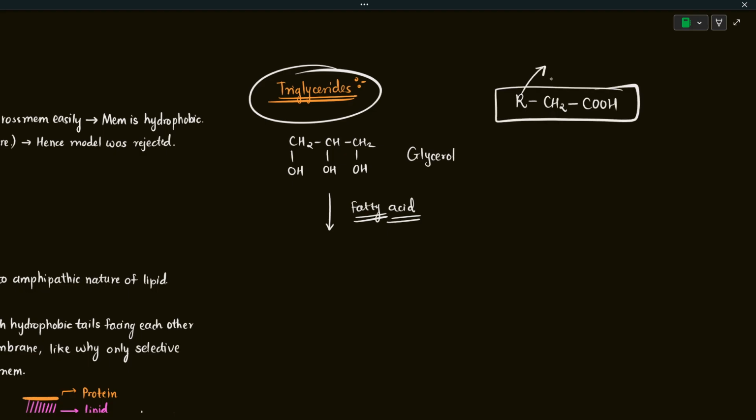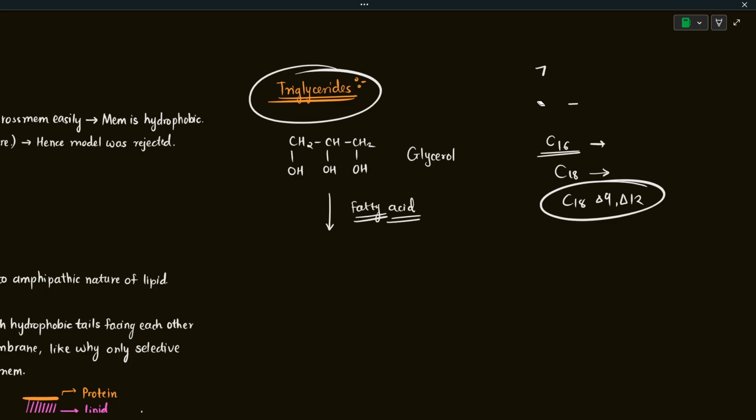Depending upon the number of carbons that R has, the fatty acid will have its name. For example, a fatty acid with 16 carbons is known as palmitic acid. If it has 18 carbons and one double bond, it is called oleic acid. Linoleic acid has 2 double bonds, C18 delta 9 and delta 12. So depending on the R group, how many carbons it has, and whether it has double bonds or triple bonds, the fatty acid differs. This is how a fatty acid looks like.